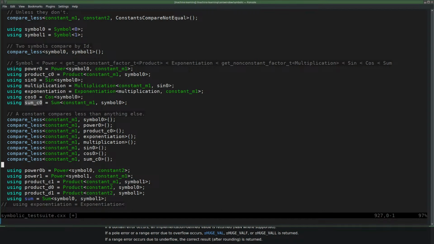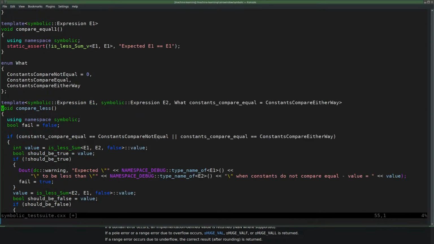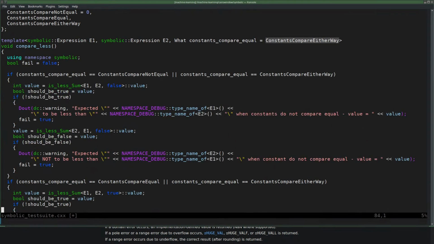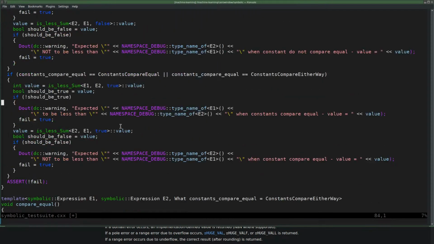I'll show what compare less is. It's doing a lot of stuff actually. Compare less is this function where we're passing compare constants either way. It means that they both compare equal as well as not equal. Both tests are performed. And then I'm testing less than with the first argument first and with the second argument first. So it's quite involved. There's a lot of tests.